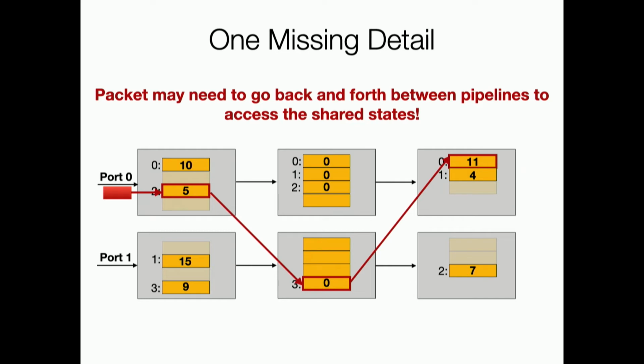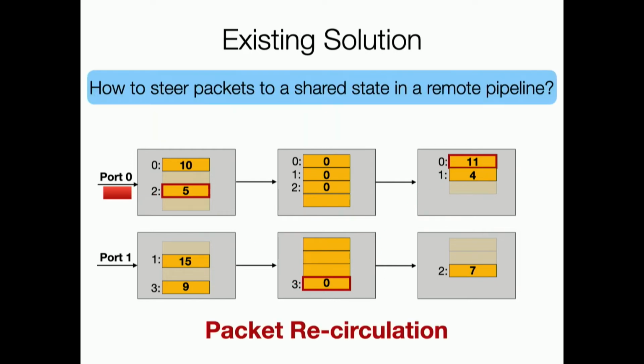Let's first try to solve this problem without making any hardware modifications. Let's say we have a vanilla Tofino switch, and we want to solve this problem using that. So how do we do that? Well, there's this thing called packet recirculation. So that's what we're going to do. So how does this work?